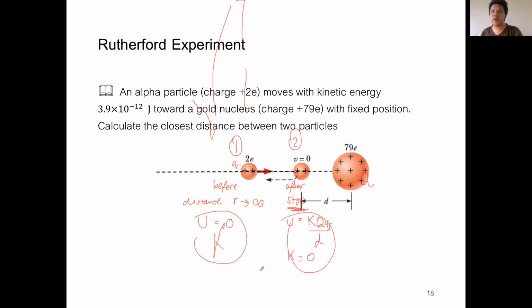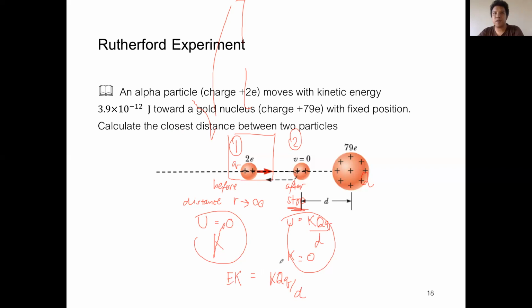We're going to have that the kinetic energy of the particle at the beginning will be equal to the potential energy when the particle stopped, at the distance d.